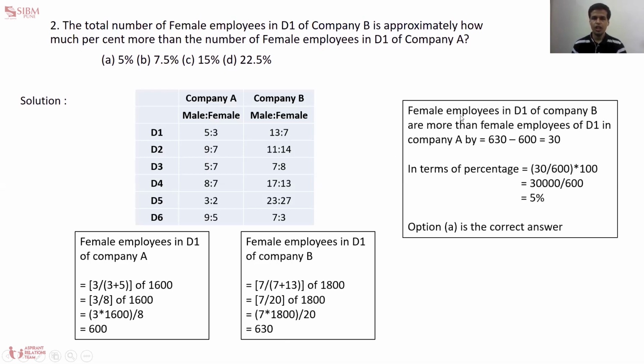So now we have to calculate by how much amount the number of female employees in D1 of company B are more than the female employees of D1 in company A, which comes out to be 630 minus 600, which is nothing but 30. And thus in terms of percentages, our base value, which is the number of female employees in D1 of company A, that is 600, will be our base value. The difference will be the numerator, and thus we get 5% as our answer. So option A is our right answer. Let us move on to the next question now.